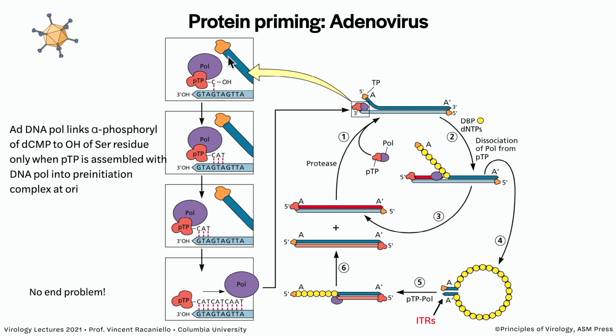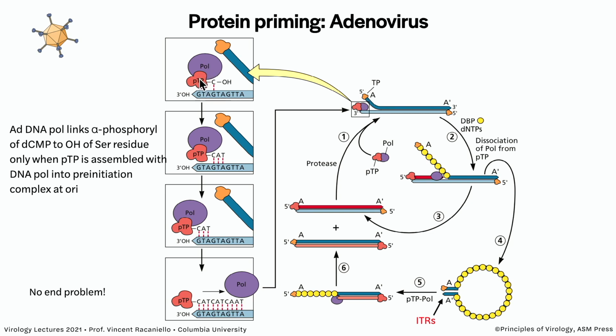So here's one end of the DNA where we're going to start initiation. And there is Pol, the viral DNA polymerase. It's a virus-encoded polymerase. And then PTP is the pre-terminal protein. It's a little bit longer than the terminal protein, which ends up on the viral DNA.